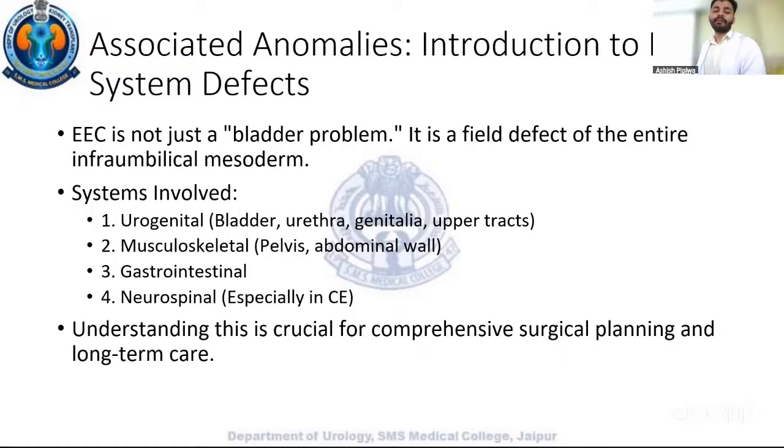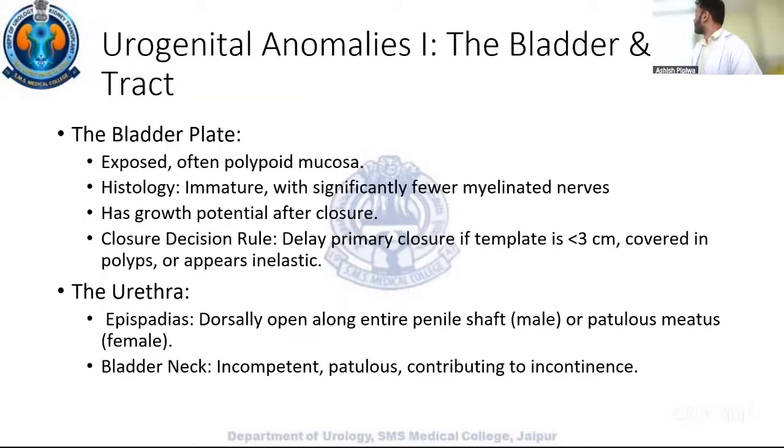It involves various systems like urogenital, in which the bladder, urethra, genitalia, and upper tract are involved; the musculoskeletal system, in which the pelvis and abdominal wall are involved; the GI system is also involved, and the neurospinal system is involved, especially in cloacal exstrophy. So we have to learn about the involvement of each system so that we can plan the further surgical care. First, we will be learning about the urogenital anomalies.